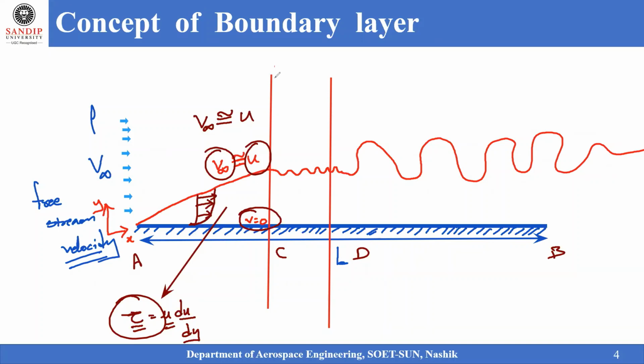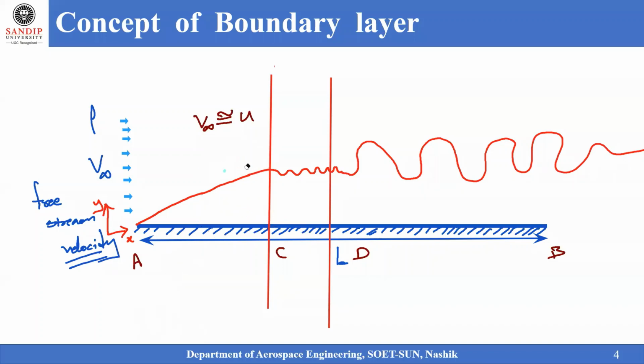Now talking about the behavior of the fluid, as far as the behavior of the fluid is concerned in this zone, where the fluid has varied vertically, the fluid flow is completely laminar in nature. So we can call the zone in between A and C a laminar zone.